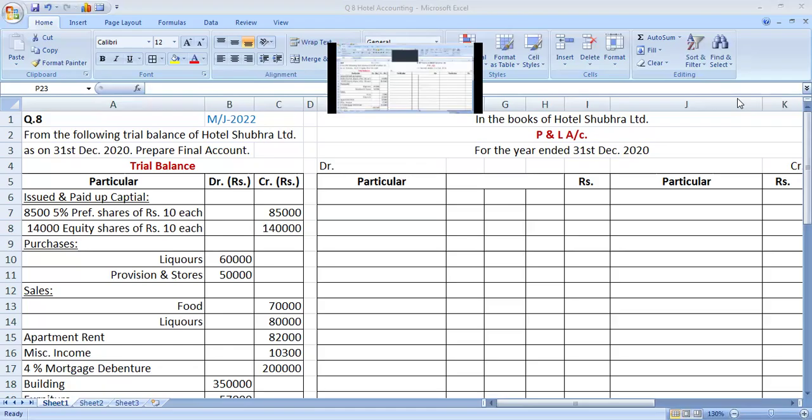This question was asked in the examination of Swami Ramanand Tirth Marathwada University, Nanded for BCom third year in the examination of May-June 2022. Now I am reading the question for the information of students. From the following trial balance of Hotel Shubhra Limited as on 31st December 2020, prepare final accounts.